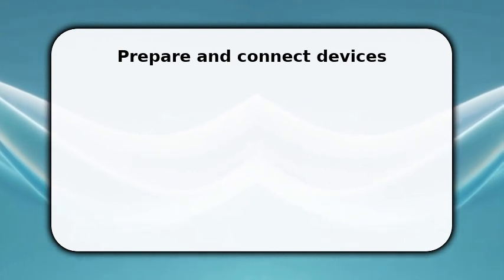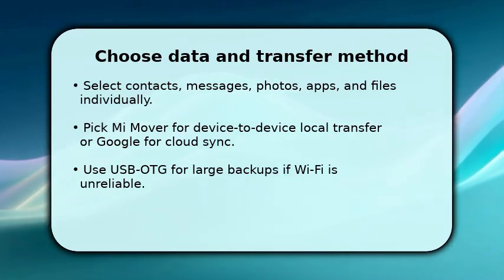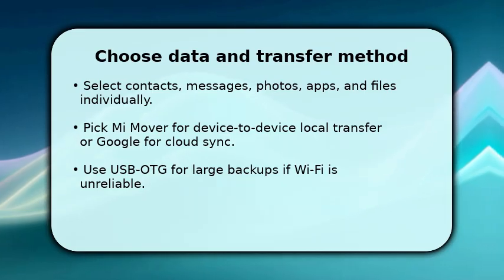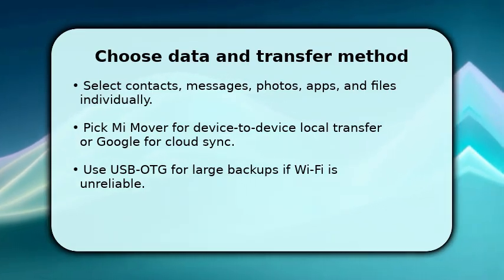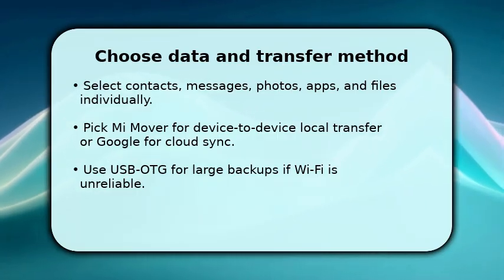Now choose exactly what you want to move and why. Tap Contacts, Messages, Photos, Apps, and other files to include or exclude. If both devices are nearby and MIUI is available, use MyMover for a fast local transfer over Wi-Fi Direct. It preserves app data more reliably.